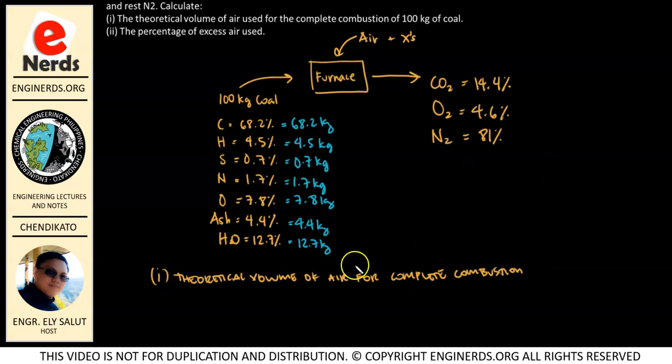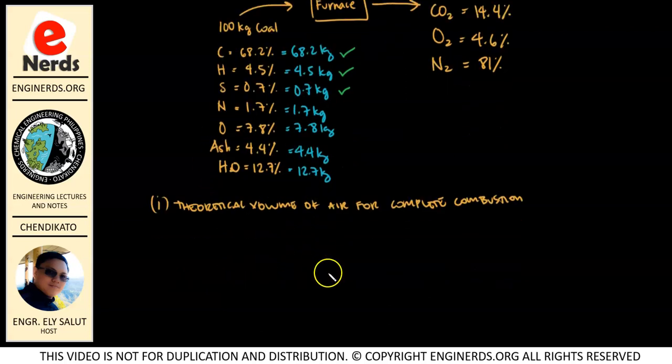Alright, so alam natin kapag meron tayong complete combustion, lahat ng ating combustible material has been gasified or completely burned, no? So identify natin alin ba dito sa ating mga components ng ating coal ang mga combustible materials. So we know that carbon is combustible, hydrogen is combustible, sulfur is combustible, the nitrogen is not, oxygen is not, ash is not, and water is not combustible. So, ito lang yung mga combustible materials natin.